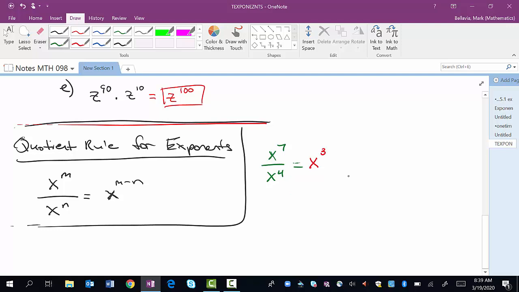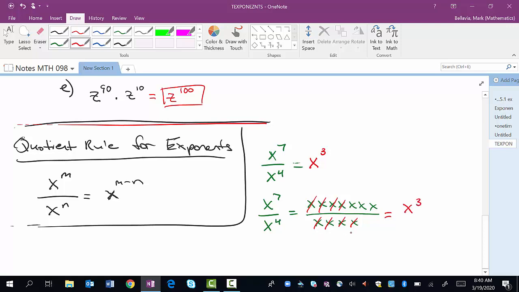Here's why it's true. If I wrote x to the 7th over x to the 4th, so same problem, but instead I wrote it out, x to the 7th meaning x times x times x 7 times, so 1, 2, 3, 4, 5, 6, 7. Over here, x to the 4th means x times x times x times x. Remember, you're allowed to cancel in a fraction as long as you have the same factor in the numerator and denominator. So I can cancel one of these x's with one here, one here and here, and then one here, one here. So what's left? Well, x times x times x, that's x to the 3rd.